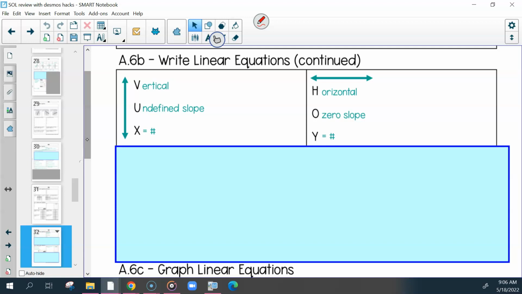Which one? 17. Anyone still writing this down?